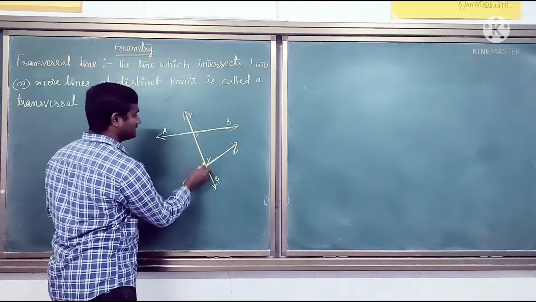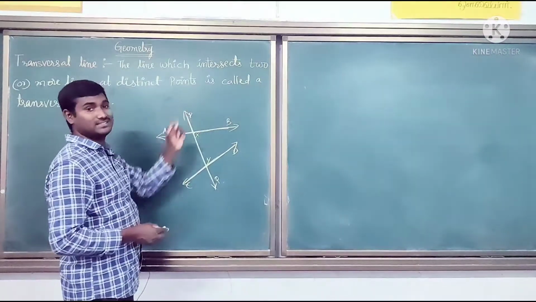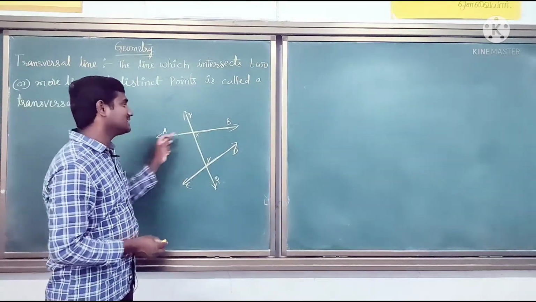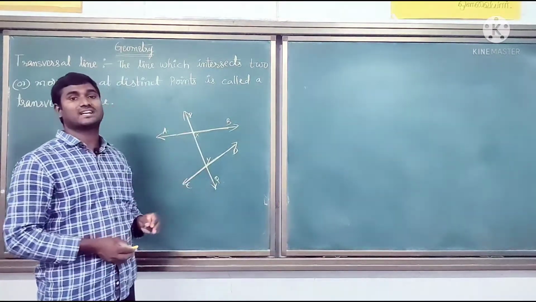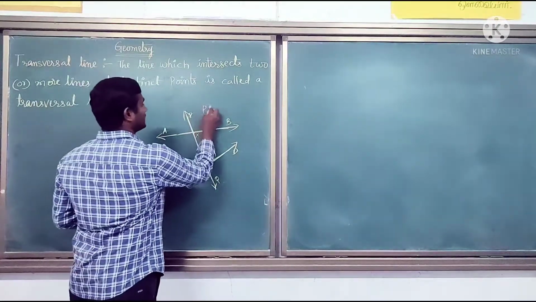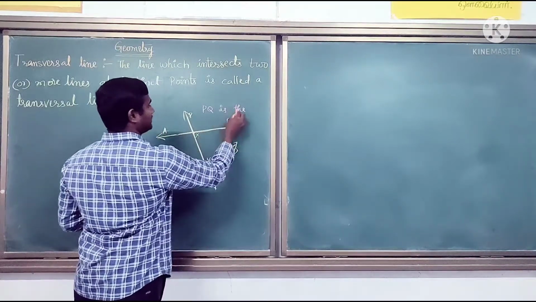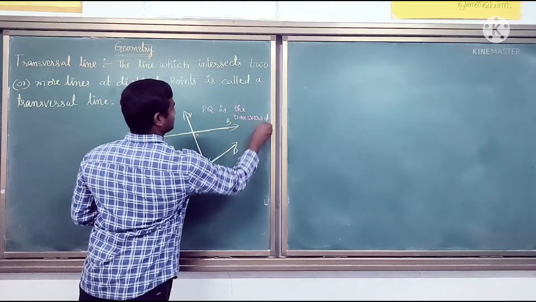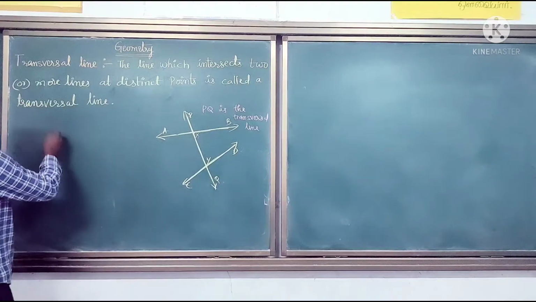Are X and Y different points or the same point? Different, that is, distinct points. So according to the definition, PQ is intersecting these two lines at distinct points. So we can say PQ is the transversal line. Next, one more example.